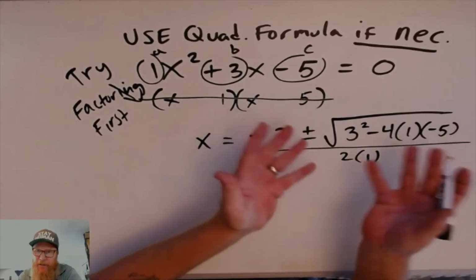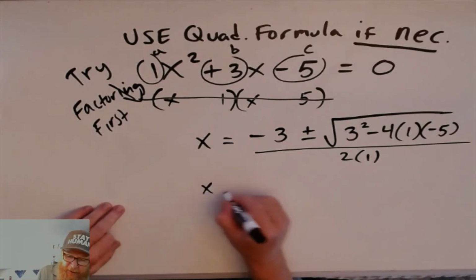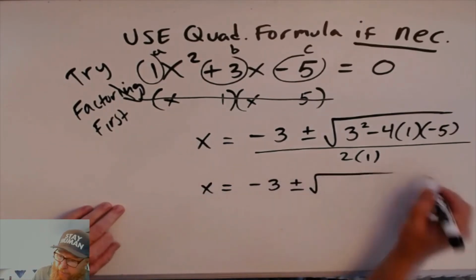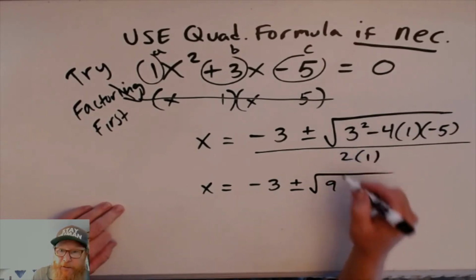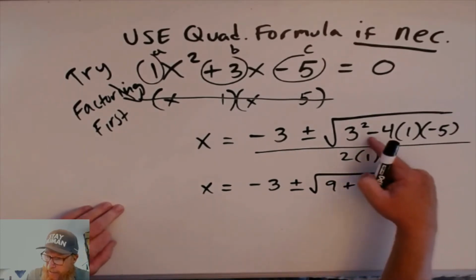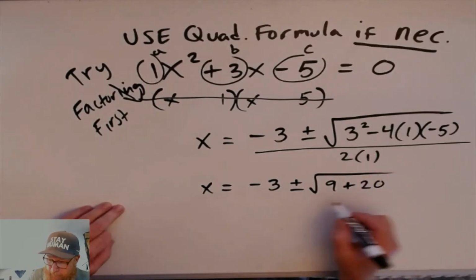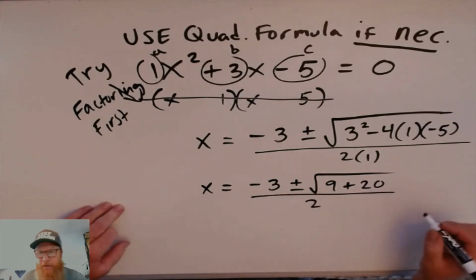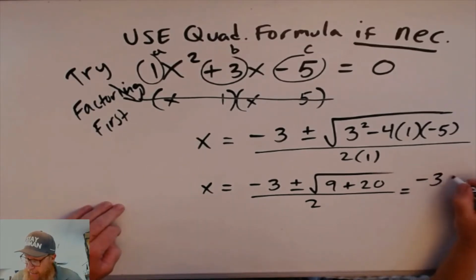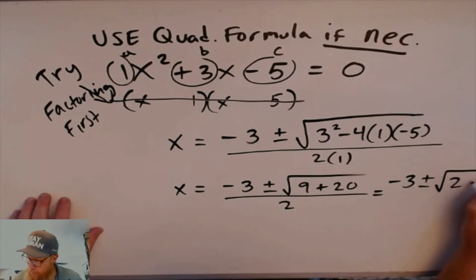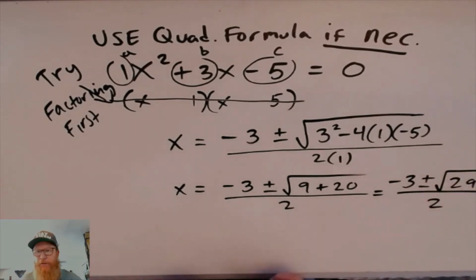So these are your solutions, or at least your potential solutions. We call those the candidates. Let's clean them up a little bit and see what we're looking at. So 3 squared is 9. Negative 4 times 1 times negative 5 is positive 20 over 2. So we have negative 3 plus or minus the square root of 29 all over 2.